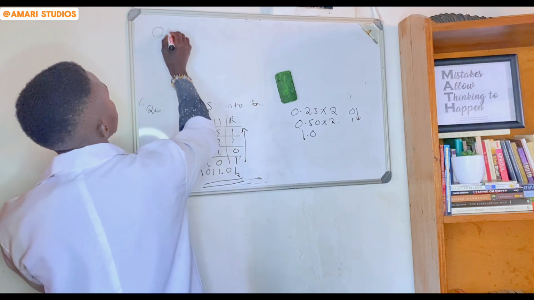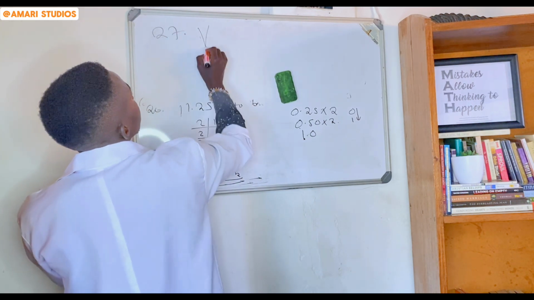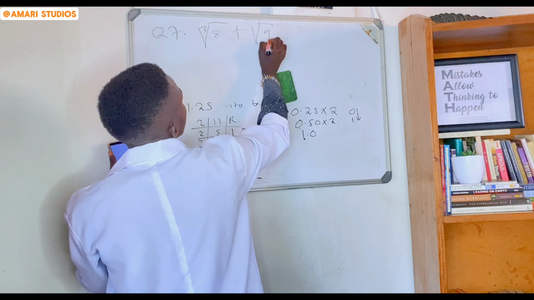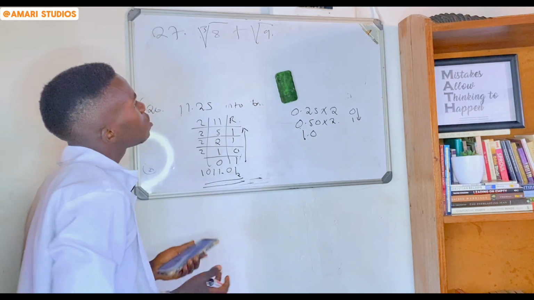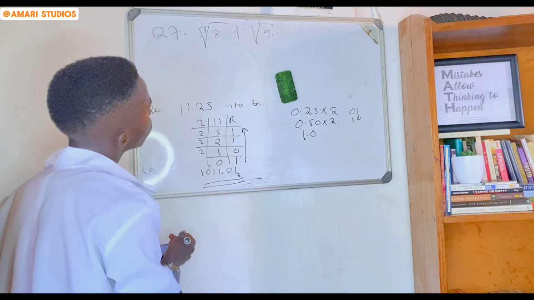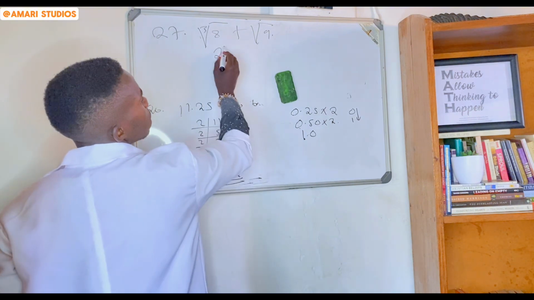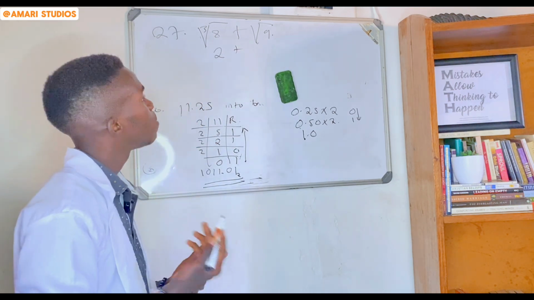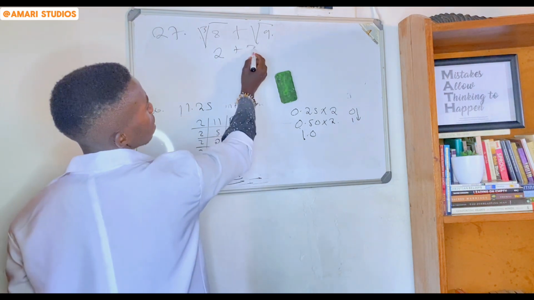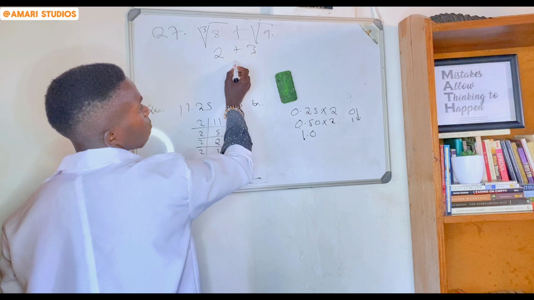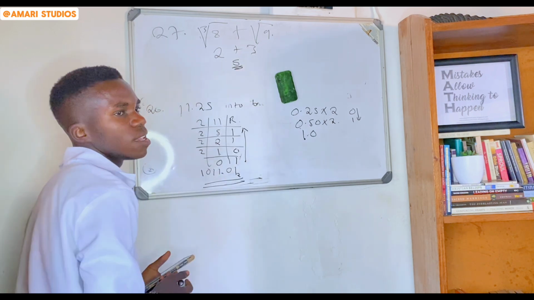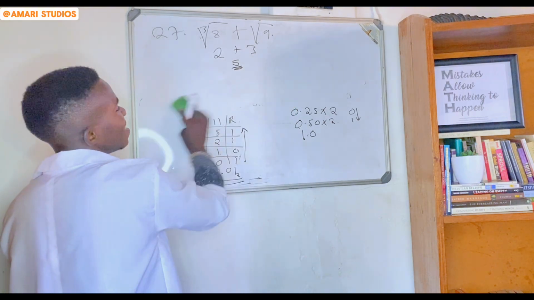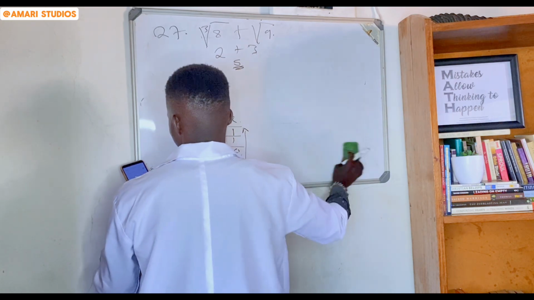The next question is question 27, which is saying the cube root of 8 plus the square root of 9. So the cube root of 8, meaning a number that you can multiply 3 times by itself, which will give you 8, in this case is 2. And then plus the square root of 9, a number that you can multiply 2 times by itself, which in this case is going to give us 3. So when you add 2 plus 3, your final answer there is going to be 5. Simple, right? So we move on to the next question, which is question 28.